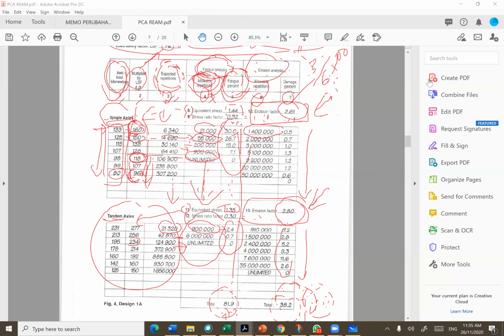I think I'll stop here. I think I will go through one more class in order to go through the steel design. I will give you an assignment for this, for both H2 and the PCA method. You already received it.